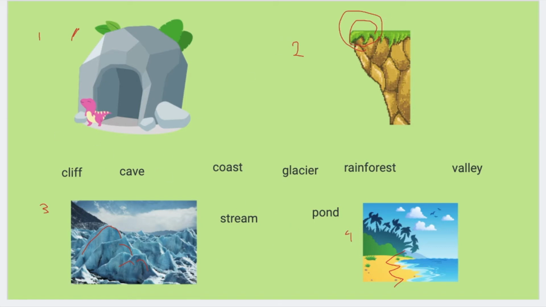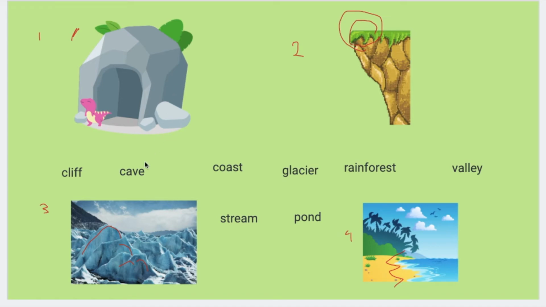Okay, let us take a look at the first picture. My hint just now was gray and a hole. We can see a tiny dinosaur here in front of the place. Is it a cliff? Is it a cave? Is it a coast? Is it a glacier, rainforest, valley, stream, or pond? I believe you still remember we have just discussed the stream and the pond.